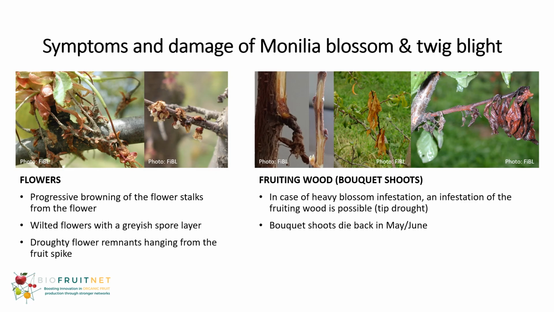Blossom and twig blight attacking the flowers and twigs is characterized by a progressive browning of flower stalks from the blossom, leading to wilted flowers with a grayish spore layer and dried flower remnants hanging from the fruit spike. In case of heavy blossom infection, an infestation of the fruiting wood is possible, also called tip drought. In this case, bouquet shoots die back from May to June. In apricots and sour cherries, branch tips rapidly die without prior symptoms, and dead flowers remain on the shoots.